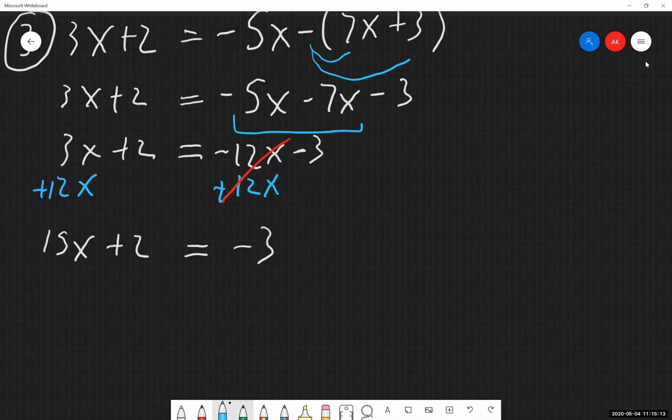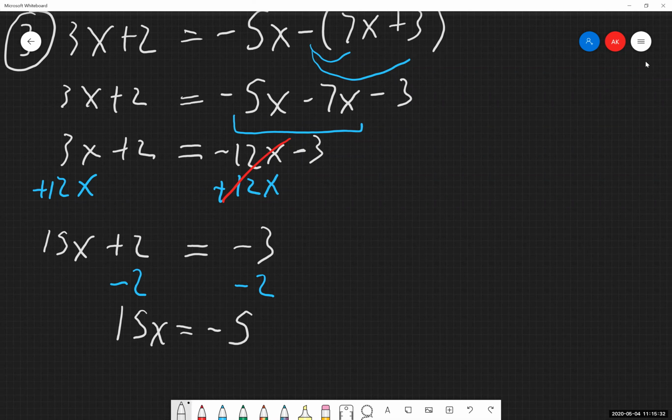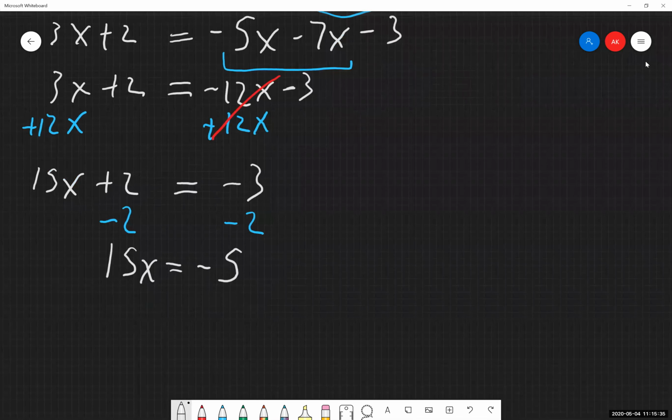And now I want to get rid of all other constant terms that are on the same side as my variable. So I have this plus 2 over here. I'm going to get rid of that plus 2 by subtracting 2 from both sides. That gives me 15x is equal to -5. -3 minus 2, we're going more negative, gives us -5.